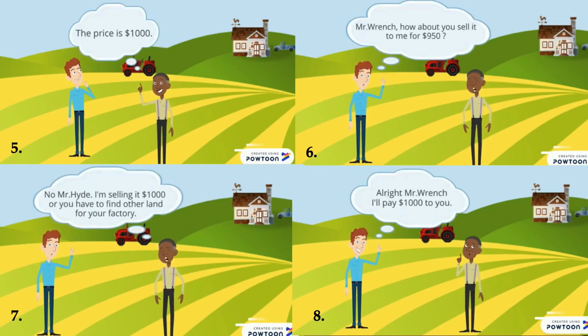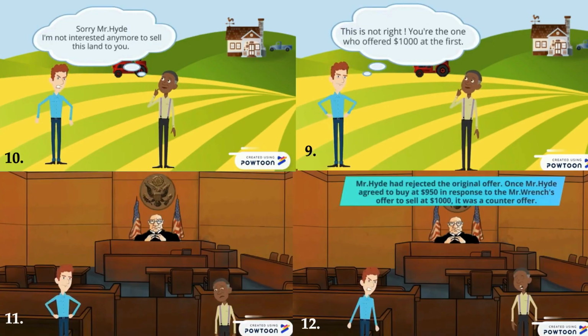And then the next picture says, Mr. Hyde, since he wants the land for his extension of business and he found that particular land suitable for his business opportunity, now raises his standards from $950, his original proposal. Now he comes back to Mr. Wrench's proposal, that is $1,000. He says, all right, I don't want to negotiate. Whatever your price was, $1,000, I am ready to buy the land for that $1,000 only. For which Mr. Wrench tells, I am no more interested to sell this land to you.